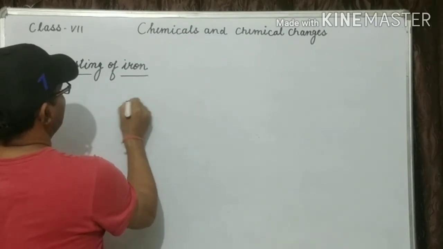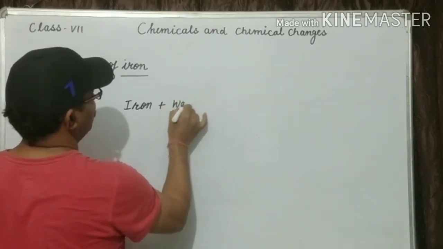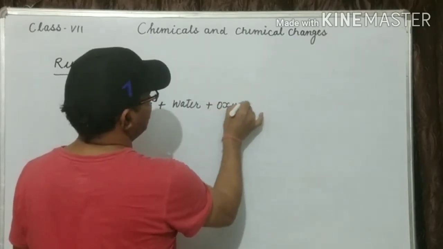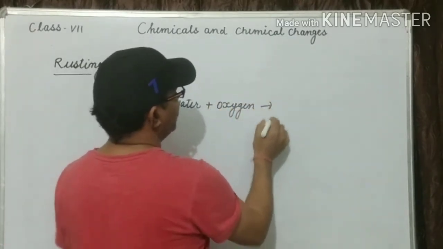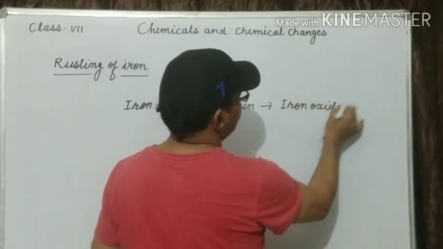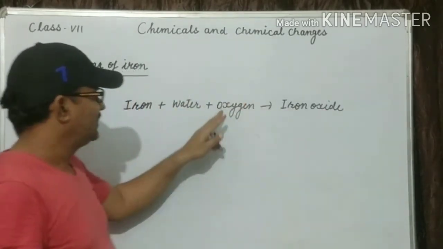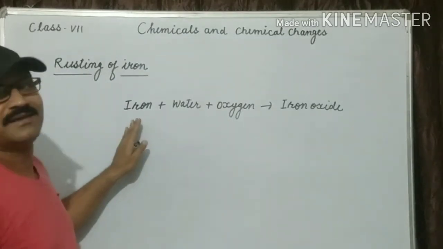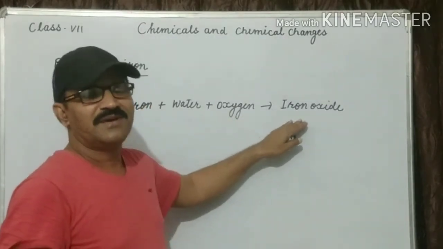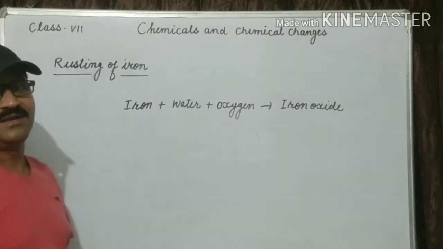Now, iron plus moisture, water, then oxygen, to form iron oxide. Why is it a chemical change? Because we are not getting oxygen, water or iron again from iron oxide. So this is an irreversible change. That's why it is a chemical change. Clear?